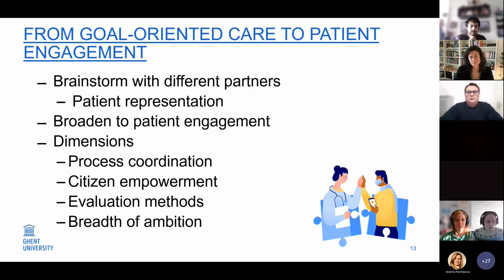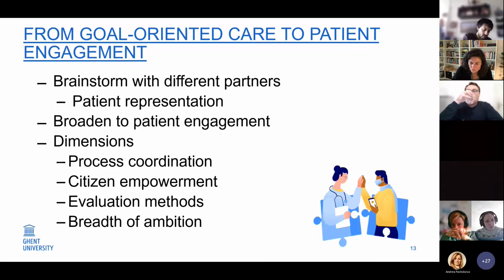And then if we think more about different dimensions in which goal-oriented care or patient engagement has an explicit place, we think about process coordination, because goal-oriented care can inspire the process of care, for healthcare and also for social care, because goal-oriented care is care based on the values and the goals of the patient, and this can guide all the different care plans. And then other dimensions are citizen empowerment, which is one of the main values of goal-oriented care, because citizens are involved as active partners in care. So goal-oriented care or patient engagement can also be made explicit in citizen empowerment. And other dimensions are evaluation methods and breadth of ambition. And then in the other 8 dimensions, goal-oriented care can also have a place, but this is more implicit.